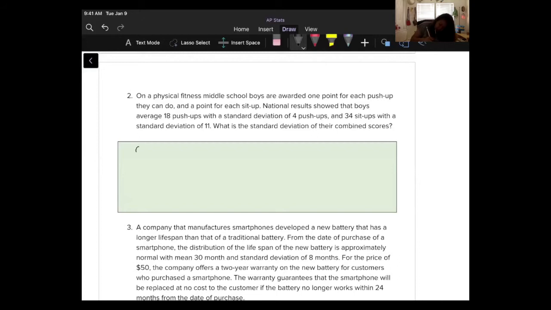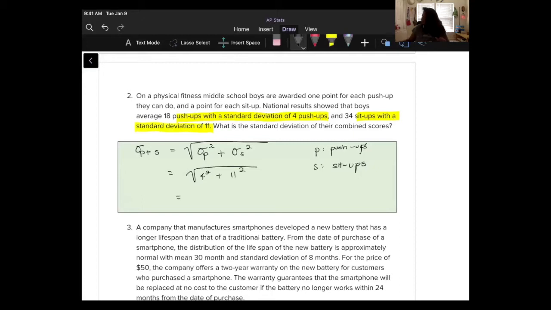So what it's asking you to find is, what is the standard deviation of the push-ups and the sit-ups? And the equation for this is the square root of sigma p squared plus sigma s squared, where p is the push-ups and s is the sit-ups. So reading the problem, the push-ups had a standard deviation of 4 and the sit-ups had a standard deviation of 11. So if I put this into the equation, I have the square root of 4 squared plus 11 squared. And if I put this in a calculator and do my math, I get 11.7.